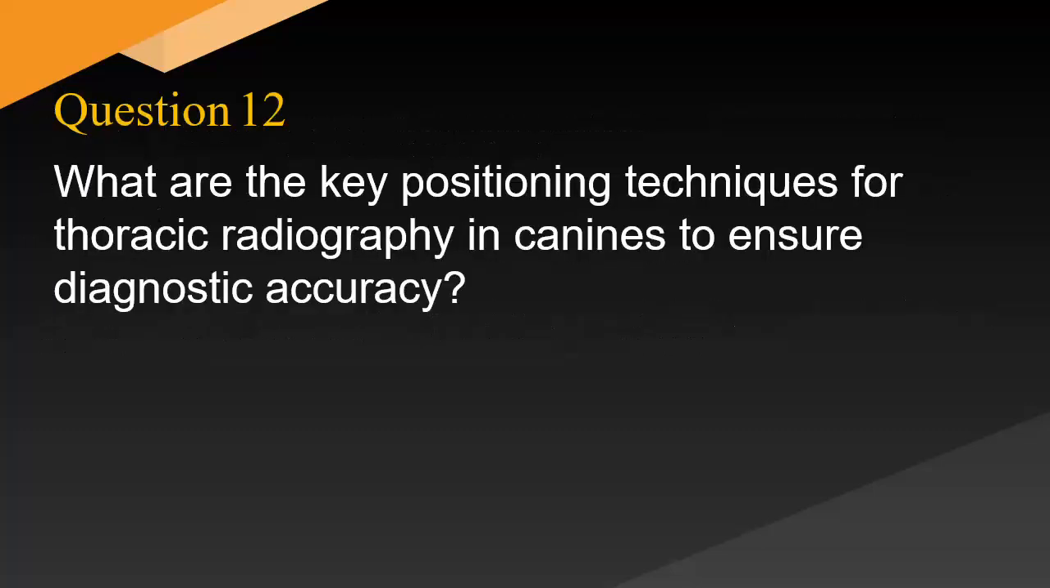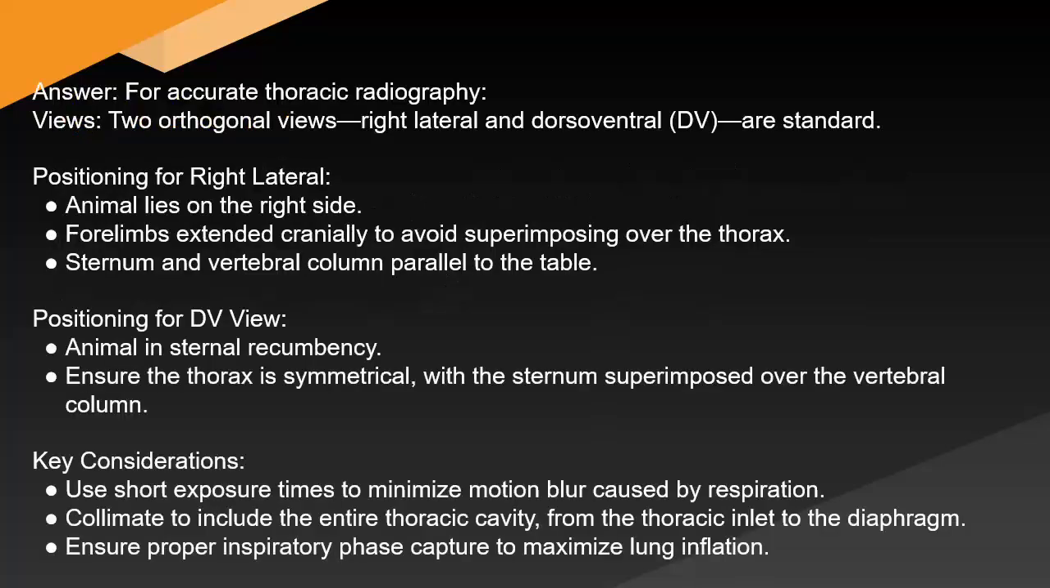What are the key positioning techniques for thoracic radiography in canines to ensure diagnostic accuracy? Answer. For accurate thoracic radiography, use two orthogonal views, right lateral and dorsoventral (DV). Standard positioning for right lateral: the animal lies on the right side, forelimbs extended cranially to avoid superimposing over the thorax. Sternum and vertebral column parallel to the table.